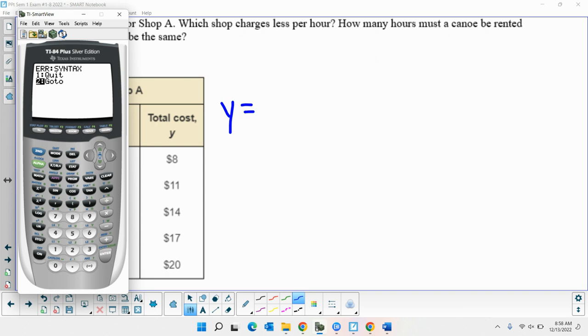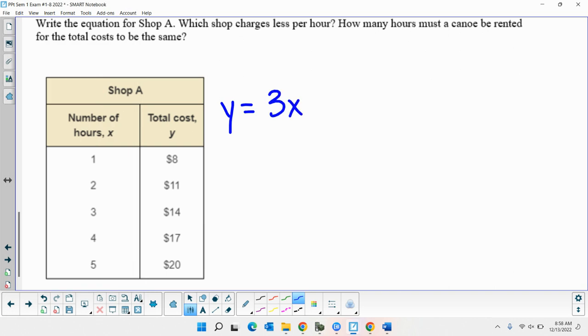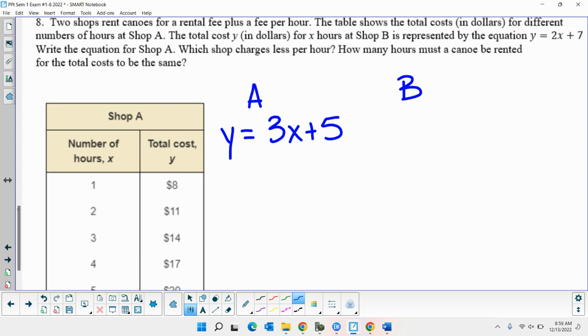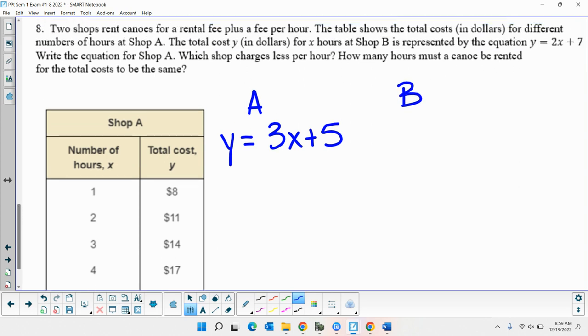All right, so what did I do? Oh, I added it to that. All right, let's go back, delete that. Now hit enter. All right, so A is 3 and B is 5. So this is 3x plus 5. So this was shop A. Shop B was up here, and it was 2x plus 7.